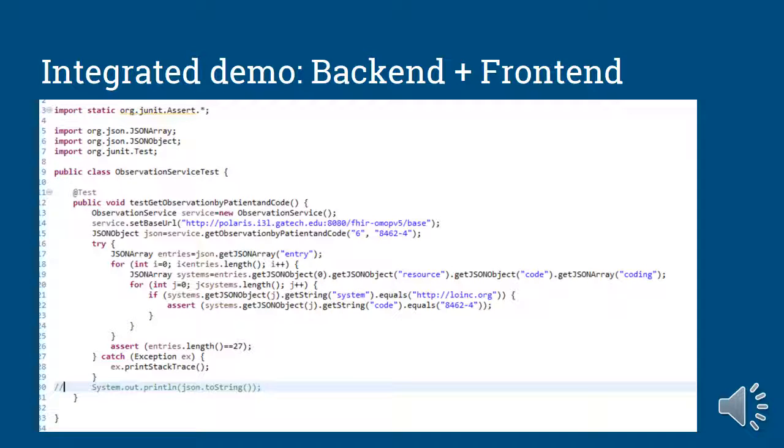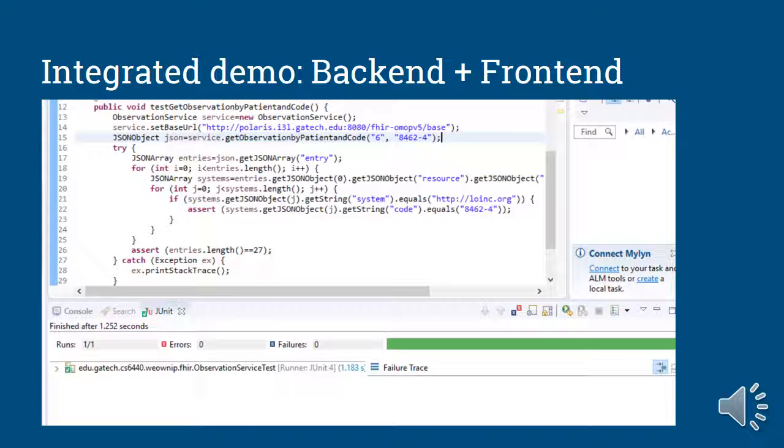I loop through the JSON array and I pull out the actual LOINC code and verify that all the LOINC codes returned are the ones that I'm expecting to see. I also am verifying that my count is 27, meaning I got 27 results back for this patient ID, which I validated on the server as well.